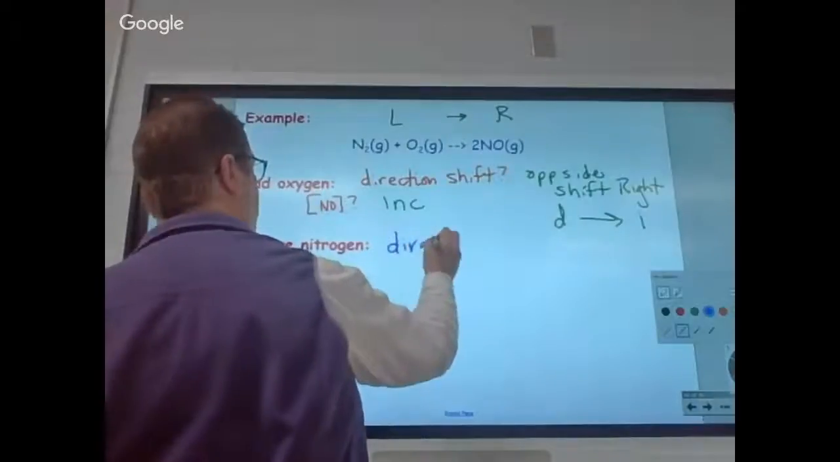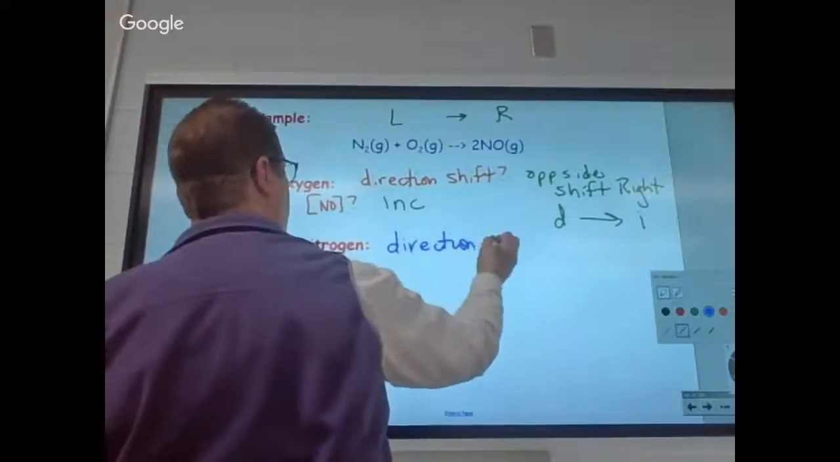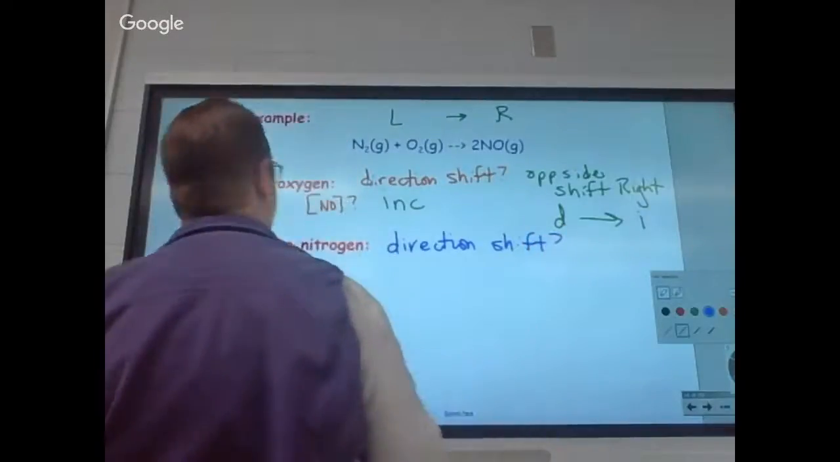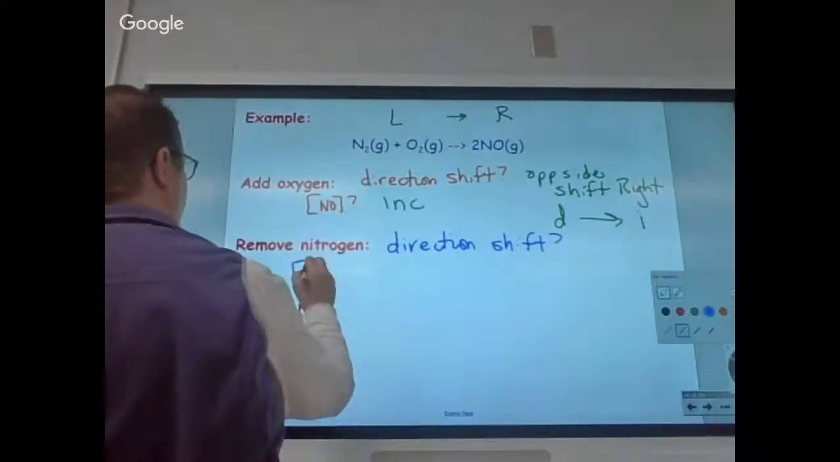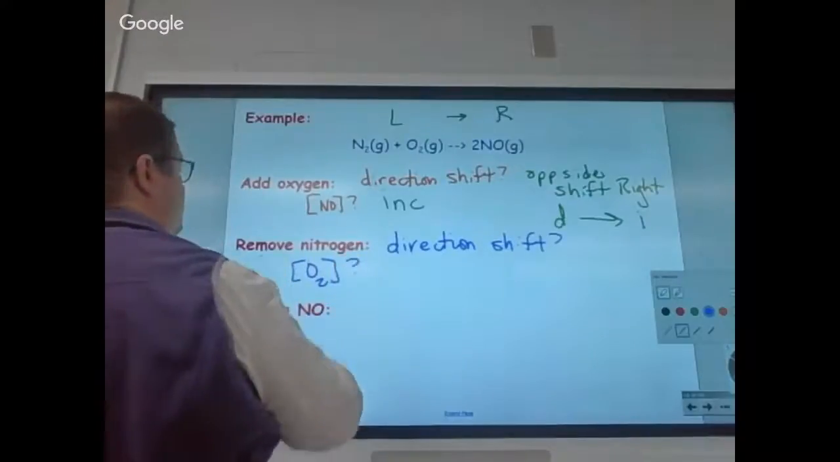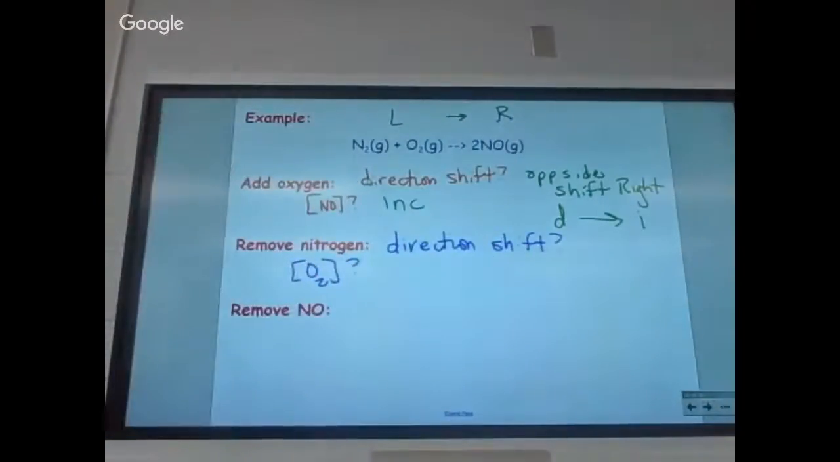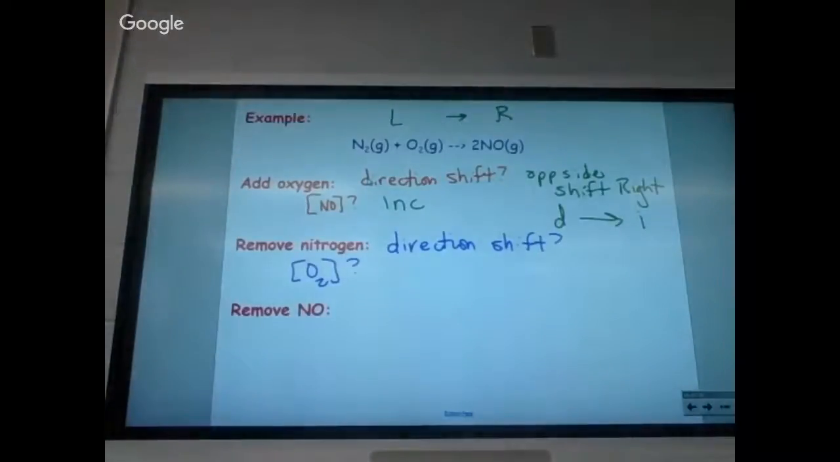Okay. So if we do remove nitrogen, again, we want to figure out the direction of shift. And let's say this time we want to figure out what happens to the concentration of oxygen. All right, so if I remove nitrogen, let's talk about what direction it's going. Okay, why do we say left? What's the rule?